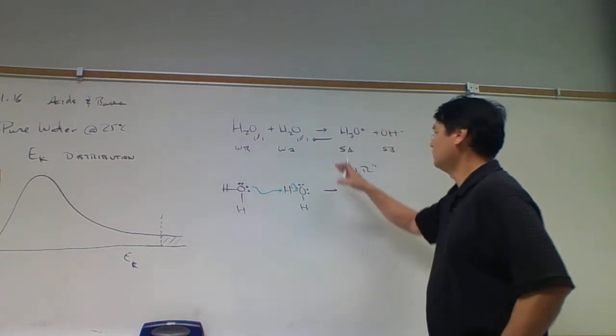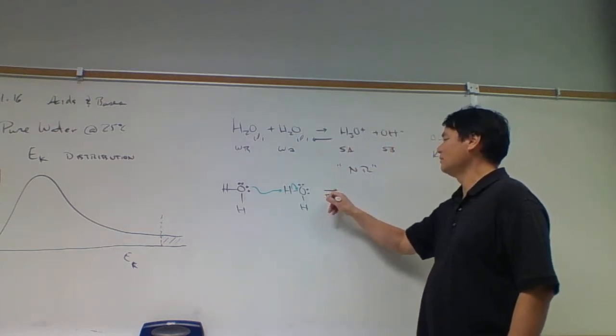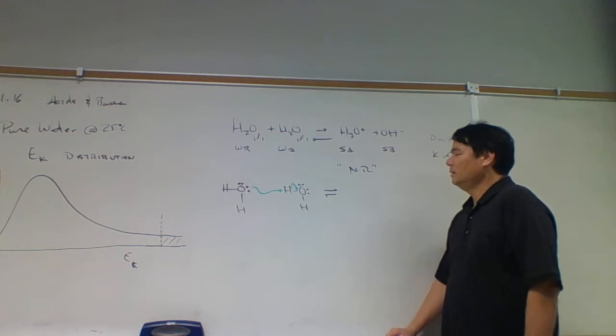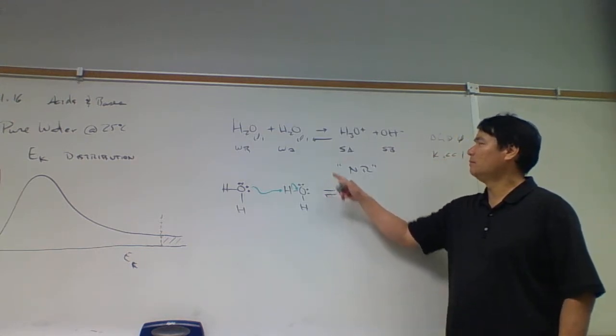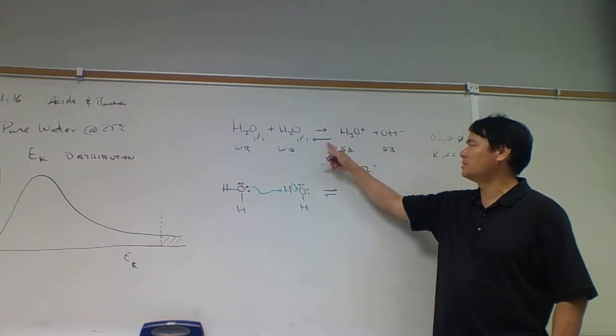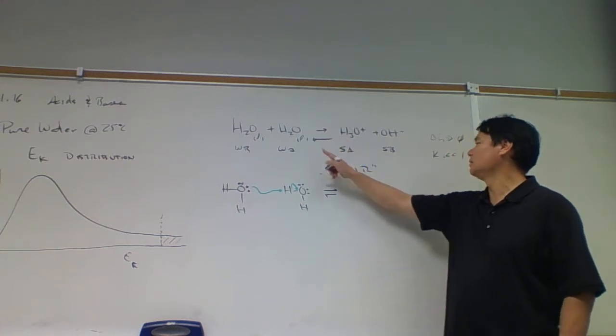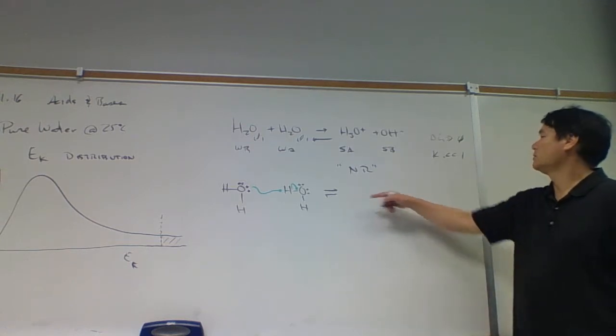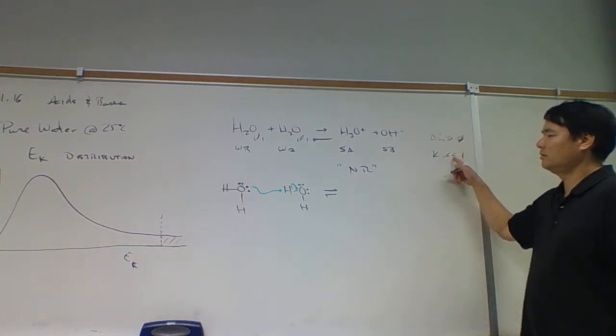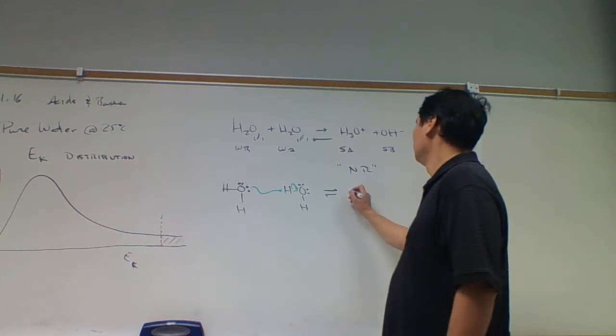Again, this is heavily favored to the left. There are different ways of showing it heavily favored to the left. In true equilibrium, the forward rate and the reverse rate are equal. This is not to show unequal rates. This is just to show that it's favored to the left. But normally we just show equal arrows like this and then just show the K value or delta G value to indicate which direction it goes.